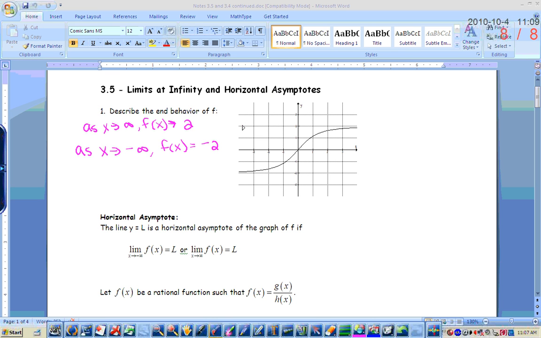What characteristics of the graph do we have going on here that aren't really shown? Good. We have some horizontal asymptotes. And this may be the first time that you've seen a graph with 2 horizontal asymptotes.